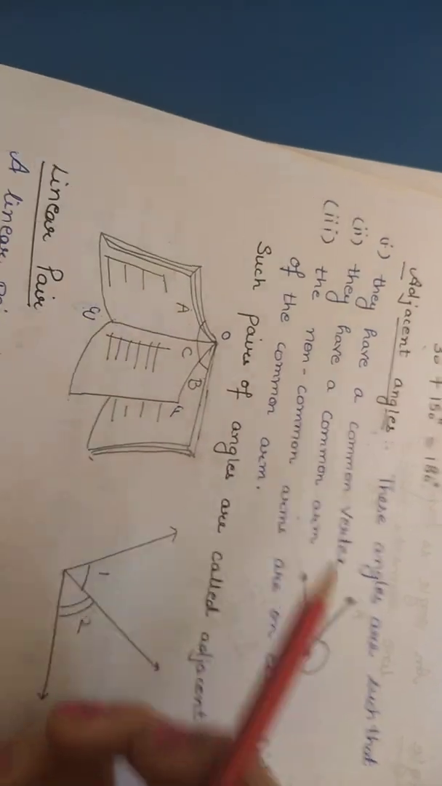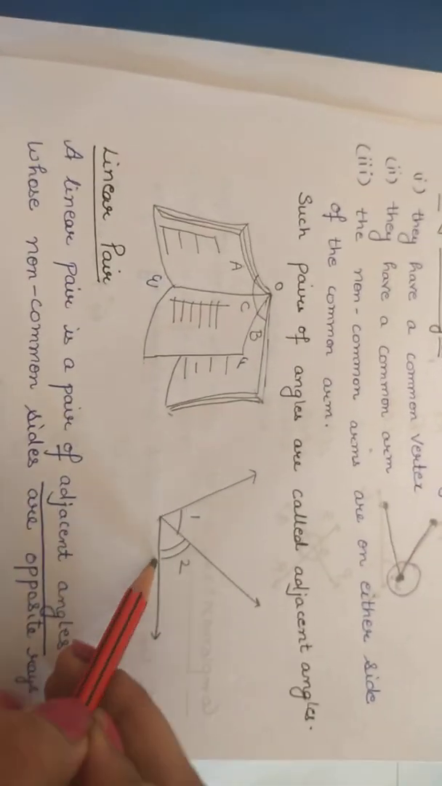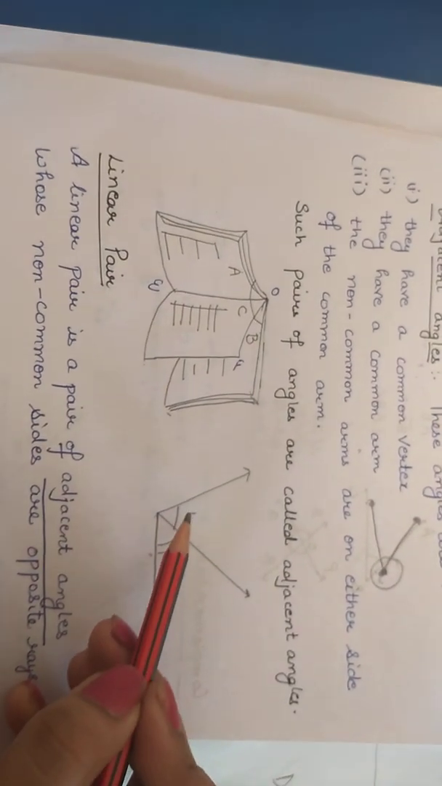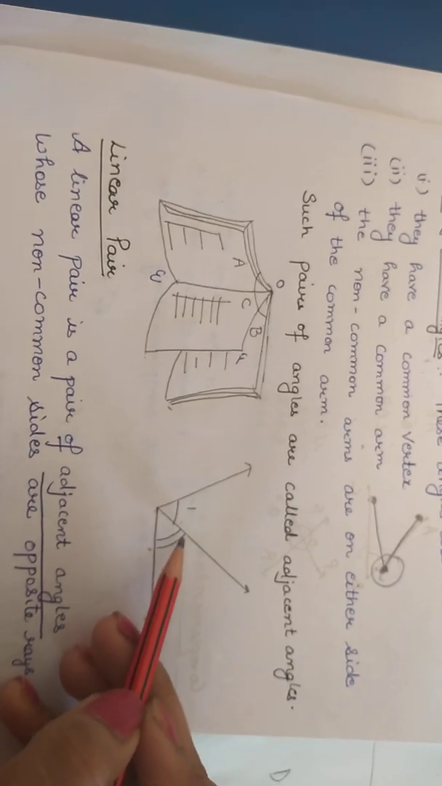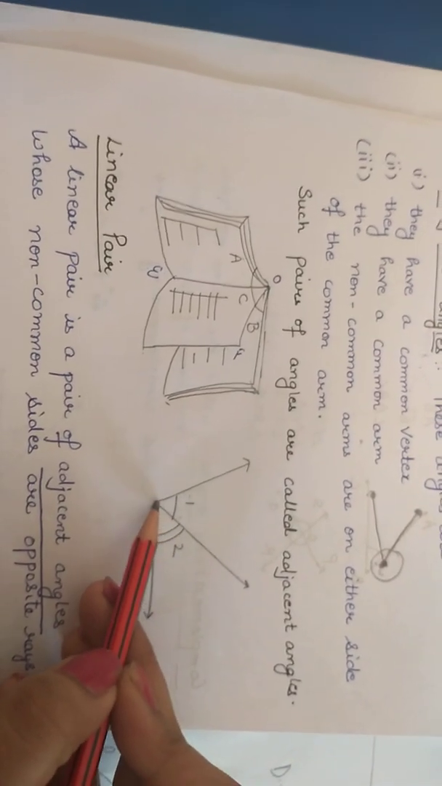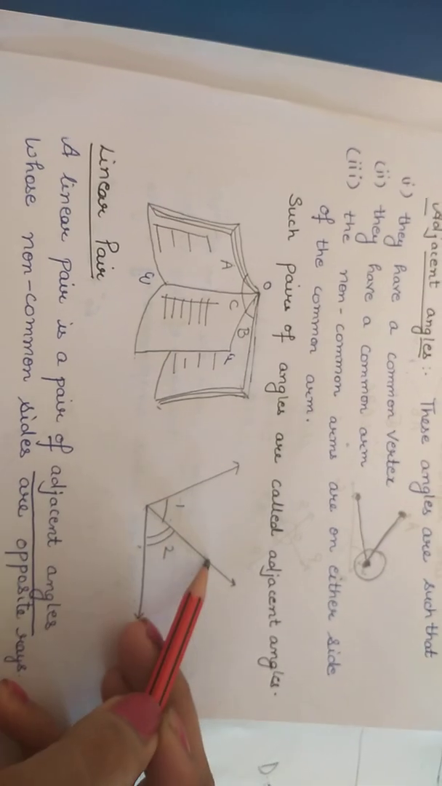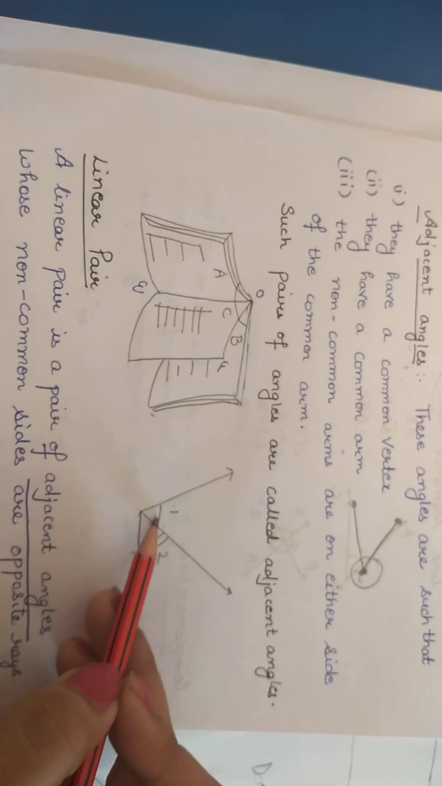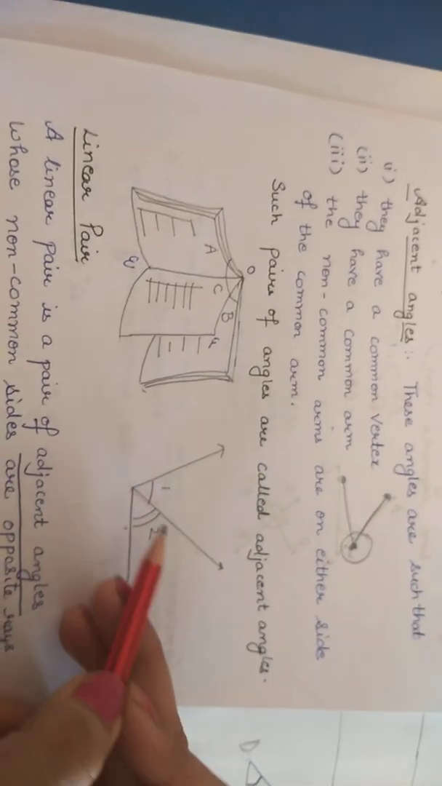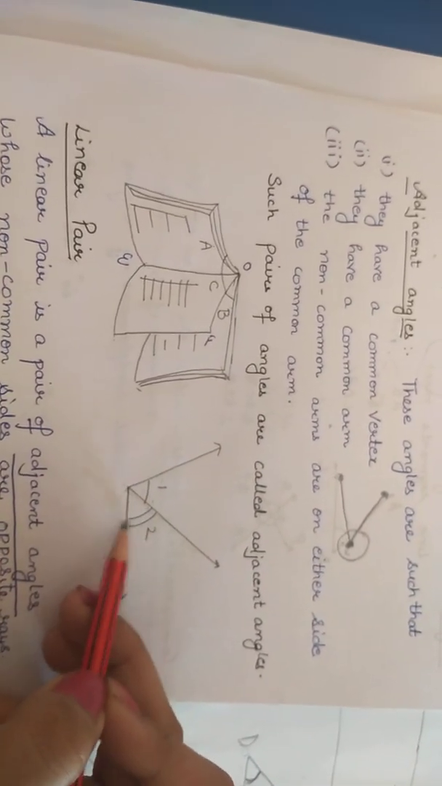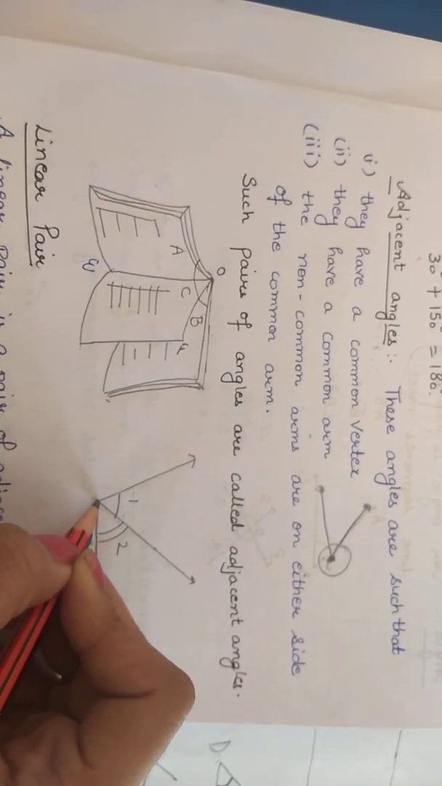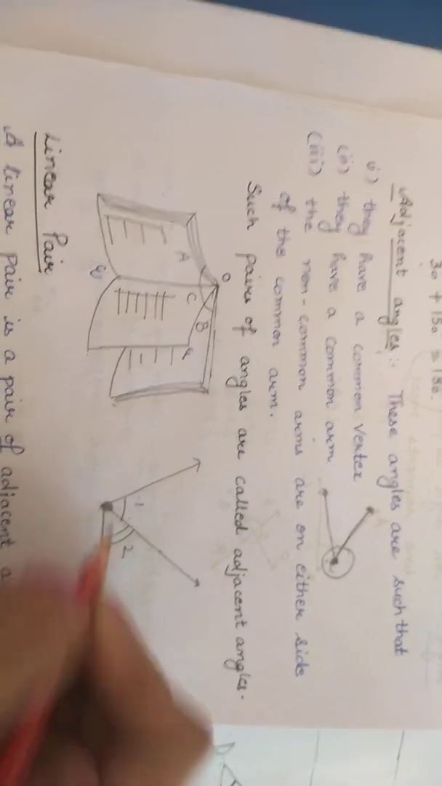Common arm means, see this question. Here you have 3 arms. Now you can check that this is angle 1 and this is angle 2. And this is your common arm for both the angles, angle 1 and angle 2. For angle 1, this is also an arm, and for angle 2, this is also a common arm. Okay? And also they lie on the common vertex.